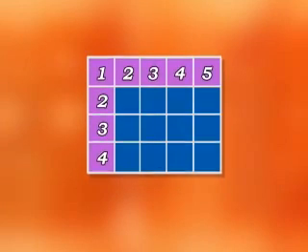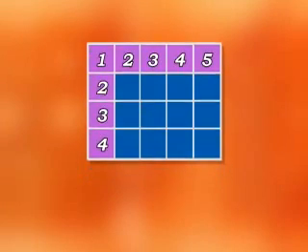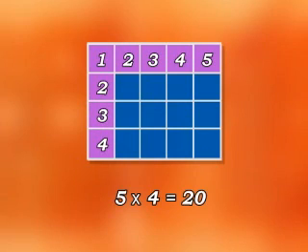If we multiply the length by the width, that's 5 times 4, we get the answer 20, because 5 times 4 equals 20. Count the squares. There should be 20 of them.